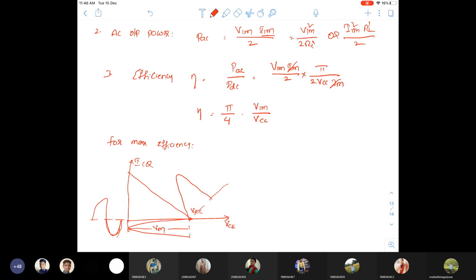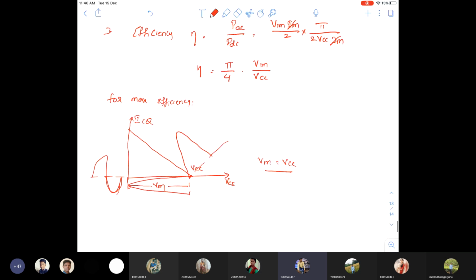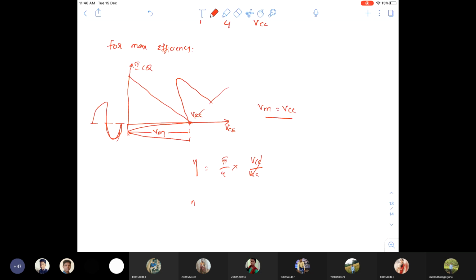So VM is equal to what? VCC, right? If you extend the swing, VM is equal to VCC. Now eta equal to pi by 4 into VCC by VCC, so it gets cancelled. So eta equal to pi by 4.